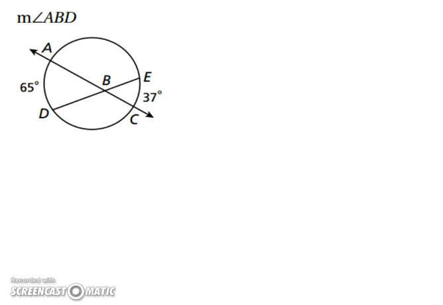Now that you've had a moment to try this next one on your own, let's try it together. So we're going to add our two arcs together. So we have 65 plus 37, and then we'll take half of that. So when we do so, we end up with 51 degrees.